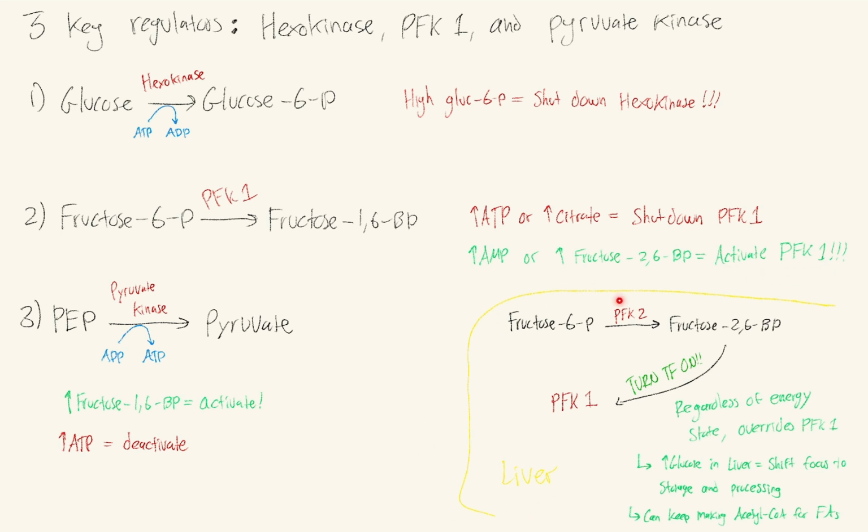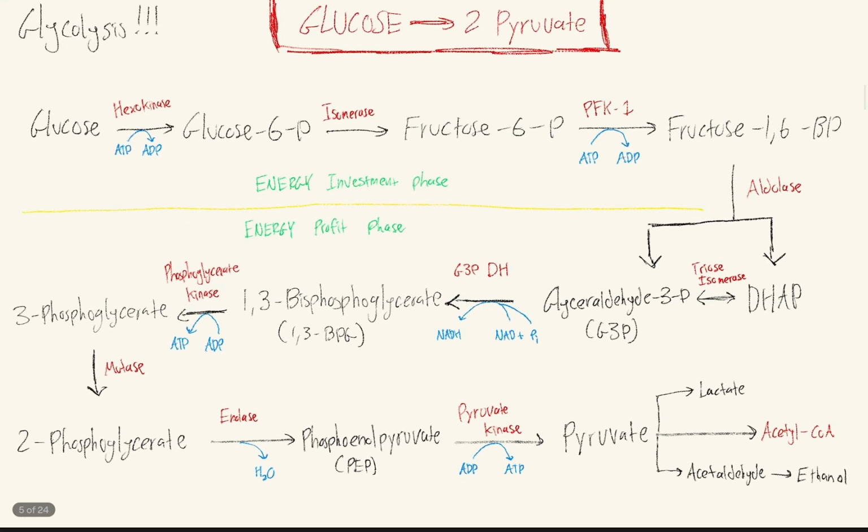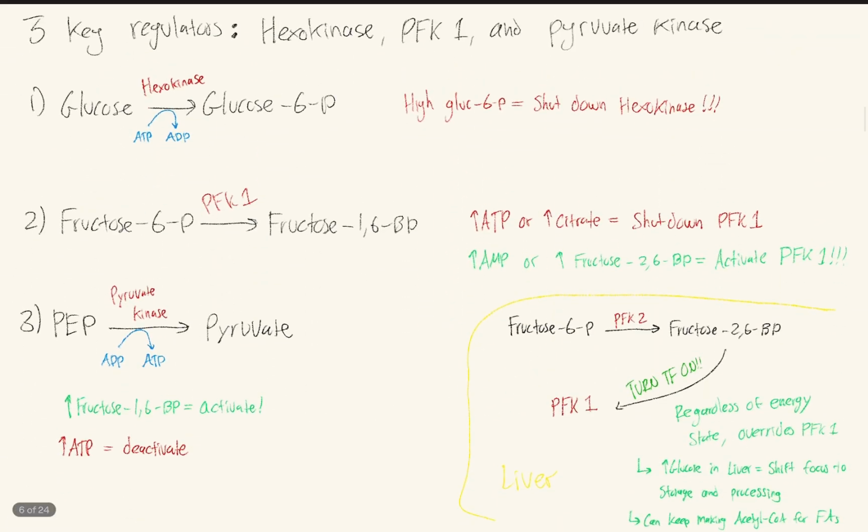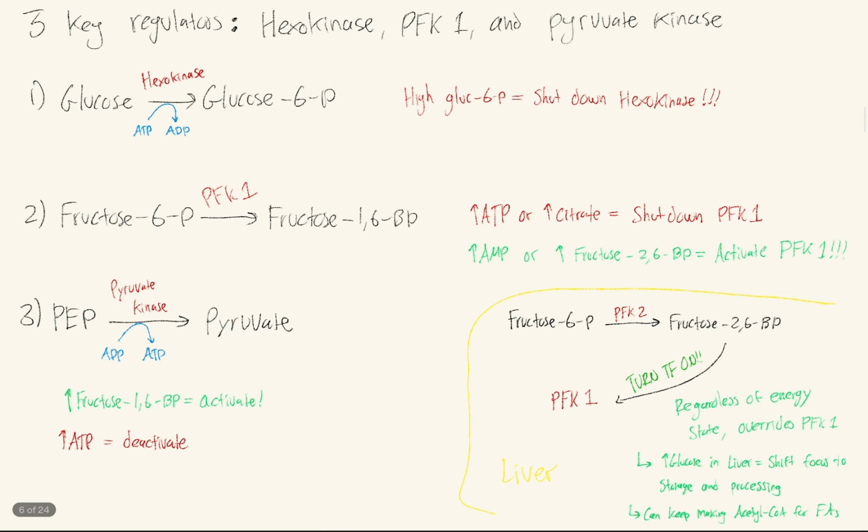I would like to focus on fructose 2,6 bisphosphate as an activator of PFK1 right over here in this yellow, which I've kind of illustrated as the liver. Now, fructose 6-phosphate actually has two fates. In this picture, I did illustrate that fructose 6-phosphate goes directly to 1,6 bisphosphate, and the majority of it does. However, in the liver, we can go from fructose 6-phosphate to a molecule known as fructose 2,6 bisphosphate through PFK2, phosphofructokinase 2. What fructose 2,6 bisphosphate does is it can really turn on PFK1. And what I've also written here is that, regardless of the energy state, it overrides PFK1.